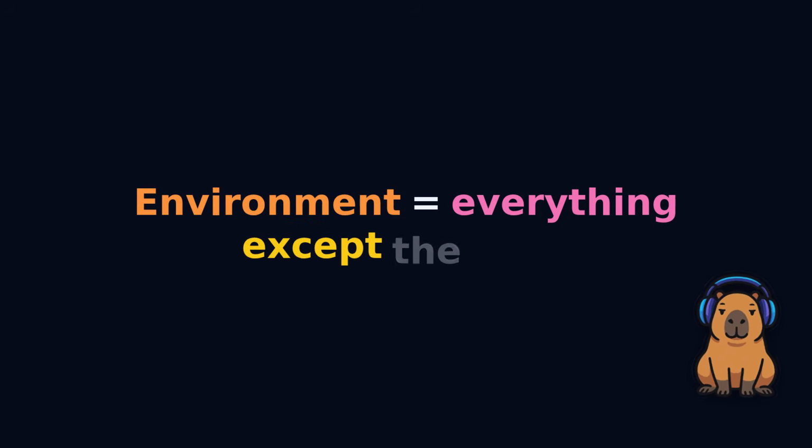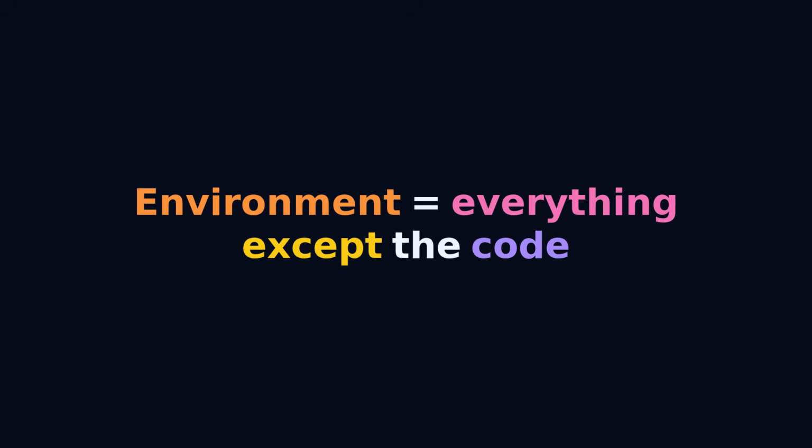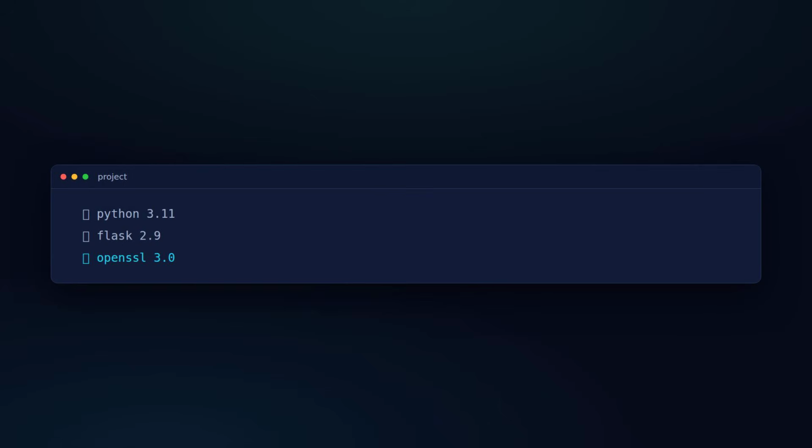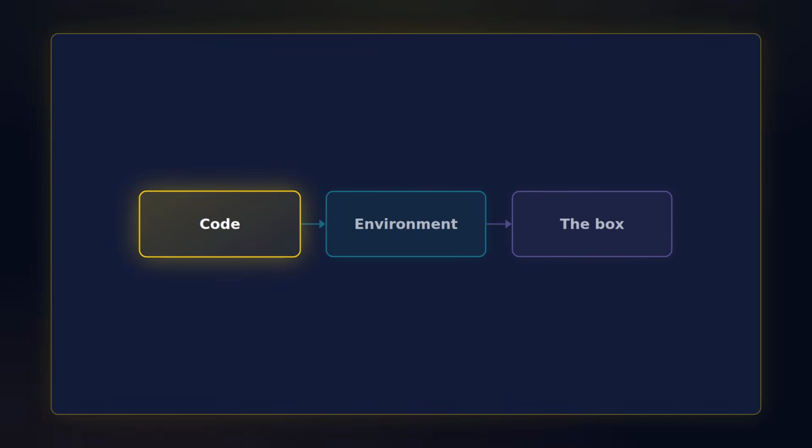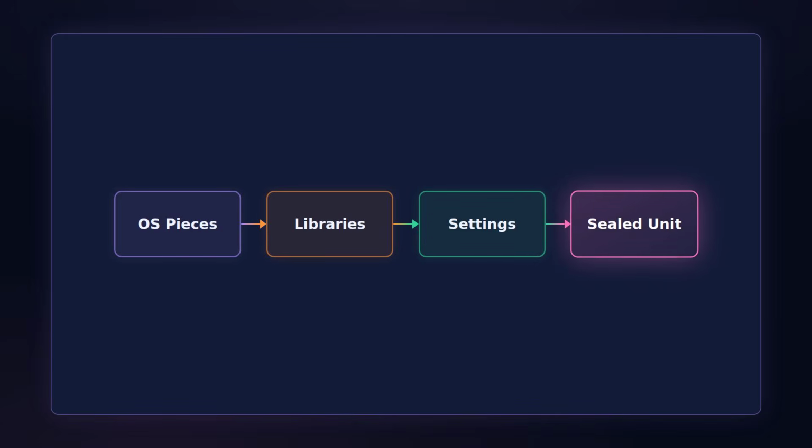Everything a program needs that isn't the code itself. But listing every missing piece by hand on every computer is exactly the kind of tedious work that breaks things. So, the real question becomes, how do you package the environment itself, not just the code sitting inside it? Docker's answer: package the whole environment, operating system pieces, libraries, and settings, into one sealed unit. They called that sealed unit a container.